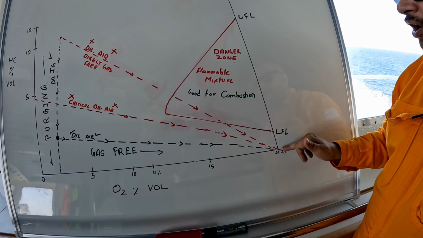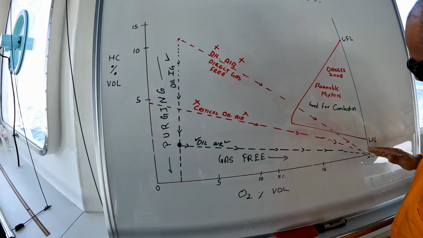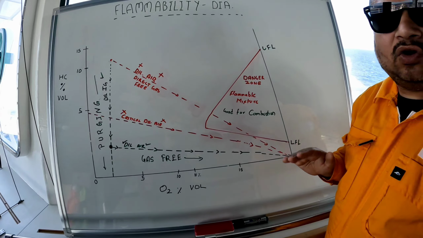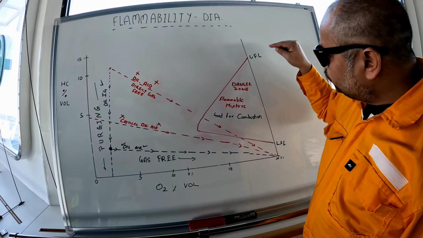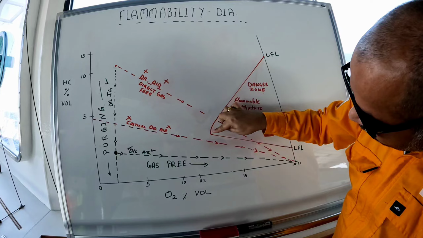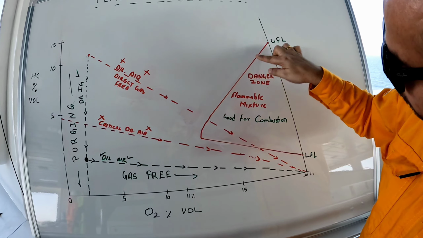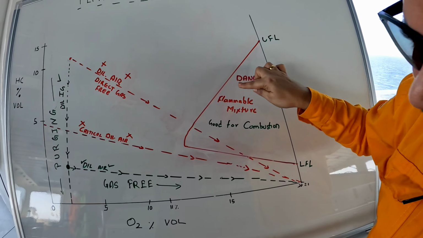So now we will see how to come from this point to this point, and what are the right ways and wrong ways of doing these things. Also you can see here one more thing. This is a small curve we see. Okay, we see this small curve. I have marked this as a danger zone.